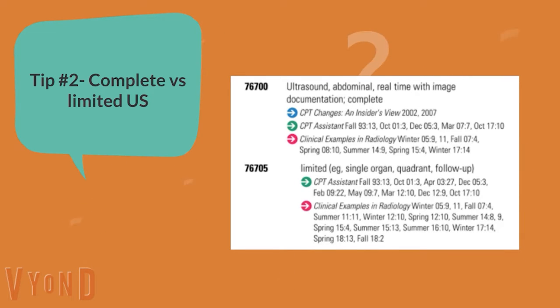So what does it mean if an ultrasound is complete? Per the description of the CPT code in your book, you can see that it consists of a real-time scan of the liver, the gallbladder, the common bile duct, the pancreas, spleen, kidneys, as well as the upper abdominal aorta and the inferior vena cava. Now, if these elements are not met or reflected within the documentation, we must default to a limited ultrasound.